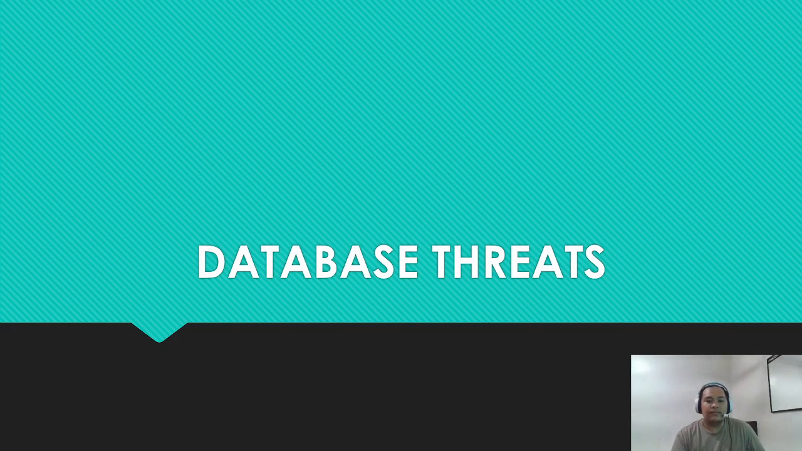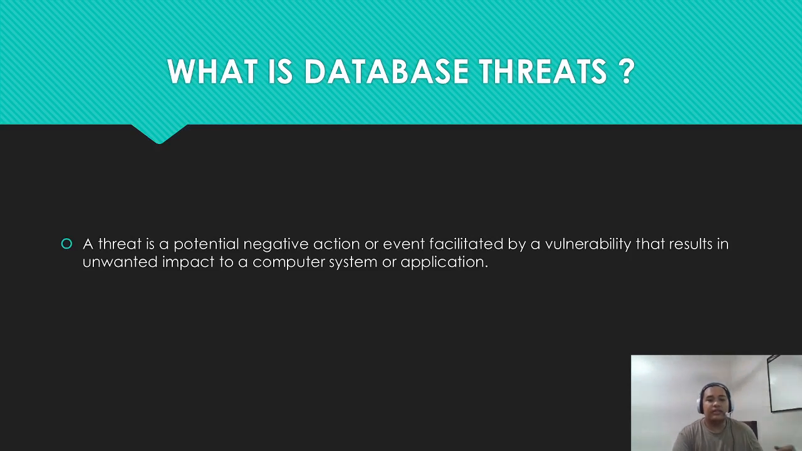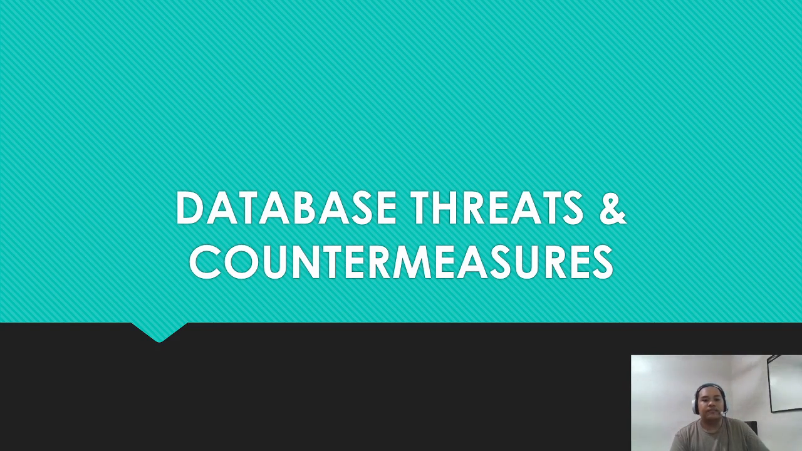So we are going into database threats now. What are database threats? A threat is a potential negative action or event facilitated by a vulnerability that results in unwanted impact to a computer system or applications. So in this topic, a threat means an event or a potential negative action that can have a negative impact on a database, such as loss of data, loss of integrity, and also the quality of the data. We're going to see examples of database threats and also how to prevent them.